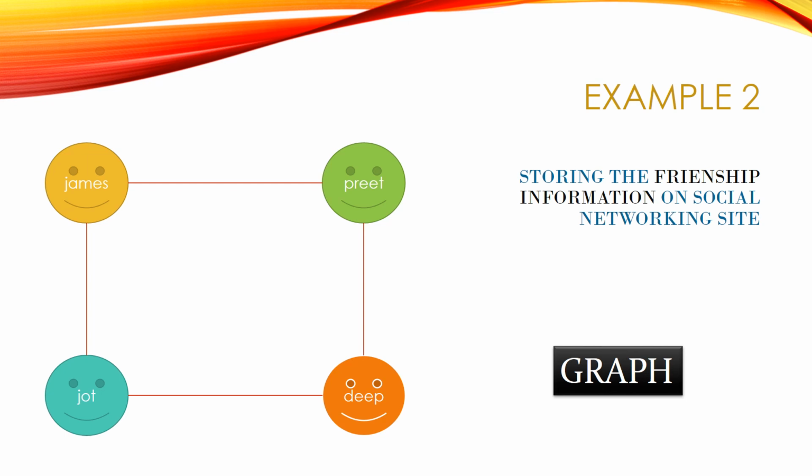Here is a connecting line that represents the connection between the two. Similarly, Deep is friend with both Preet and Jyot. But we can see there is no connecting line between James and Deep, Jyot and Preet. So which type of data structure it is? It is graph.